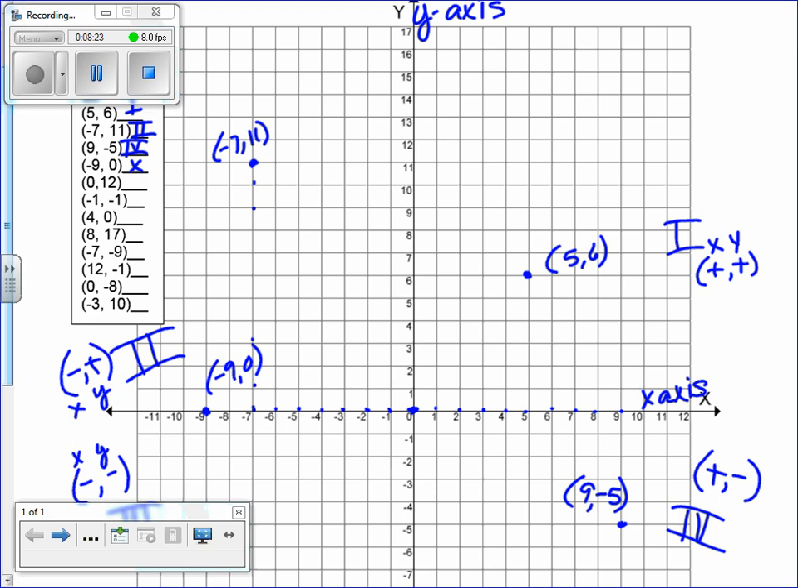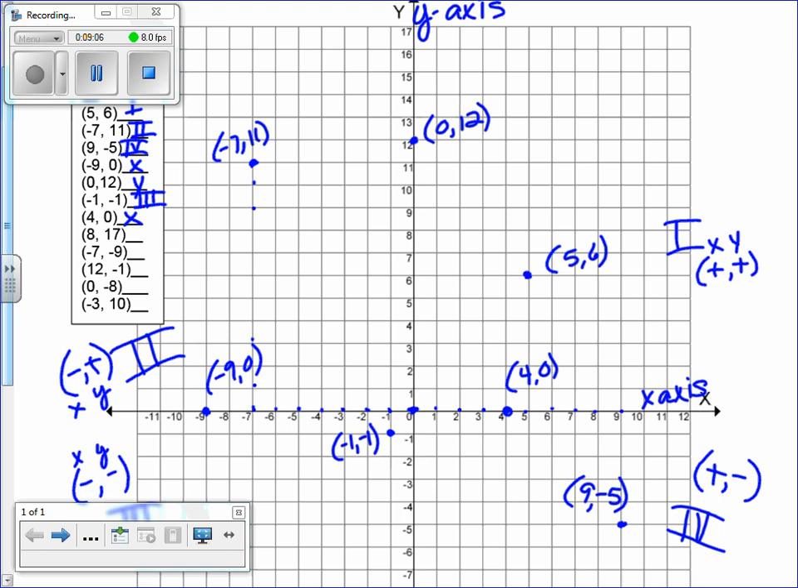0, 12. That first number 0 says don't go left or right, but go up to 12. That's 0, 12. And that's going to be on the y-axis. So -1, -1. That's going to be in quadrant 3. 4, 0. Go over 4, stay at 0. 4, 0. And you should have said x-axis.